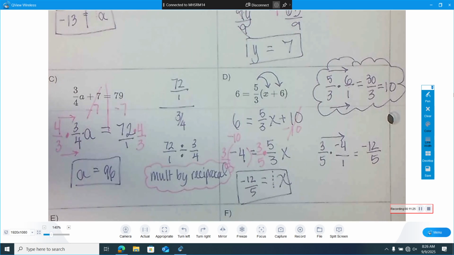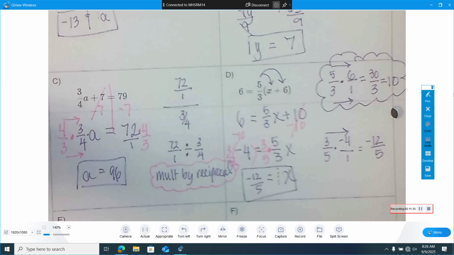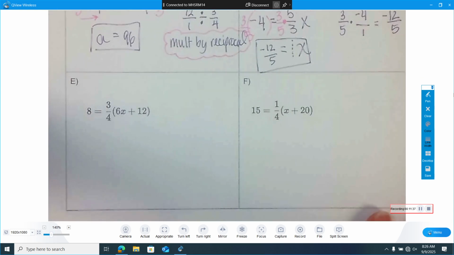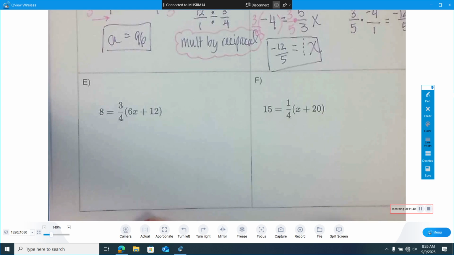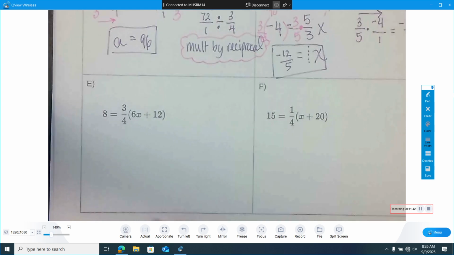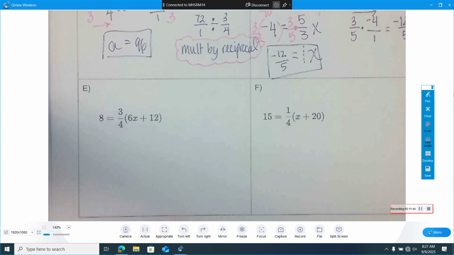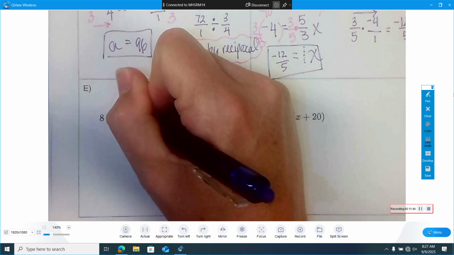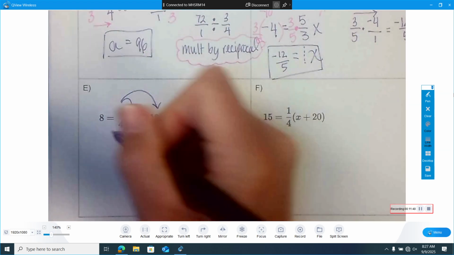Okay. Any questions so far? Raise your hand if this is pretty easy. Raise your hand if it's a good refresher. Okay. All right. Let's try letter E. All right, what are we going to do first? Distribute. Very good. Lots of multiplying fraction skills here.